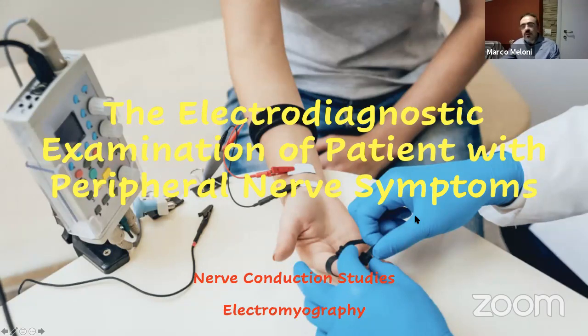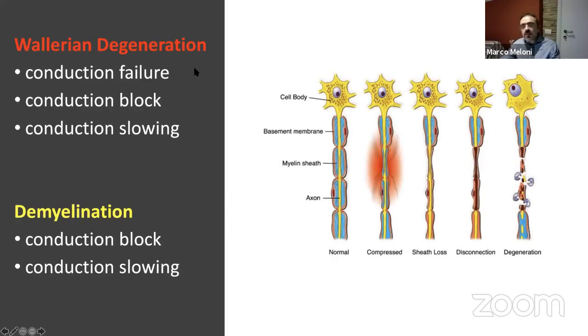So let's have a look now at the electrodiagnostic examination. When we talk about electrodiagnostic examination, we need to remember that a nerve can have two sorts of injury in terms of pathology. The Wallerian degeneration can create a conduction failure, a conduction block, or a conduction slowing. And demyelination, where the axon is safe, can create a conduction block or a conduction slowing, but not a conduction failure.